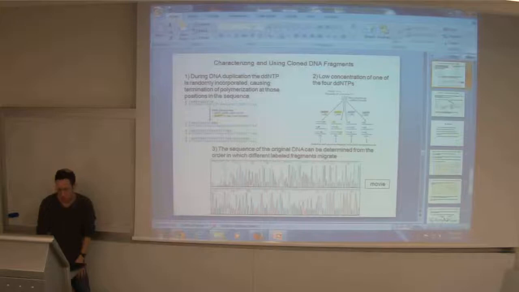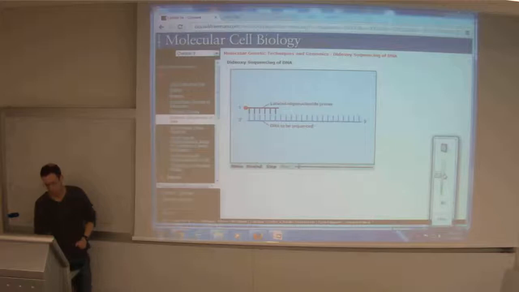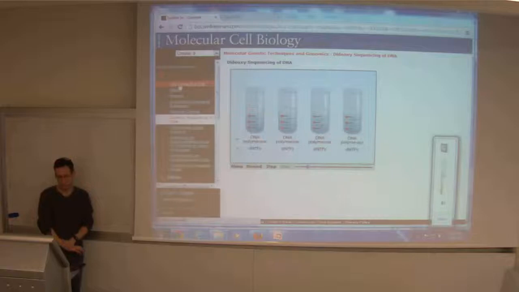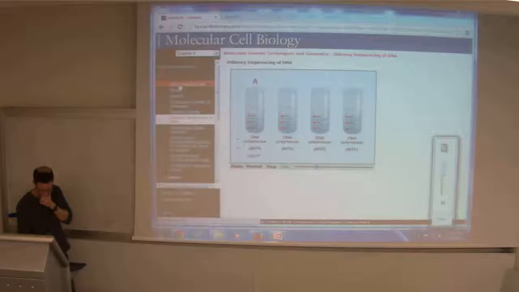A short radio-labeled primer is annealed to the single-stranded DNA to be sequenced. The DNA serves as a template for in vitro DNA synthesis. The DNA primer mixture is split into four separate tubes. DNA polymerase and a solution of dNTPs are added to each tube. One of the four 2', 3' dideoxy NTPs or ddNTPs is mixed into each tube at a concentration 100 times lower than the dNTP concentration.